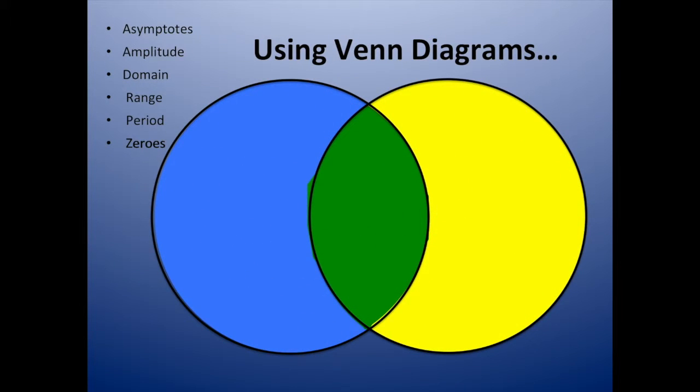The first quality we will compare is whether each of these graphs have any asymptotes. Sine of x has two horizontal asymptotes at y equals 1 and y equals negative 1. Similarly, cos of x has two horizontal asymptotes at y equals 1 and y equals negative 1. Therefore, we can put the asymptotes quality in the shared characteristics.